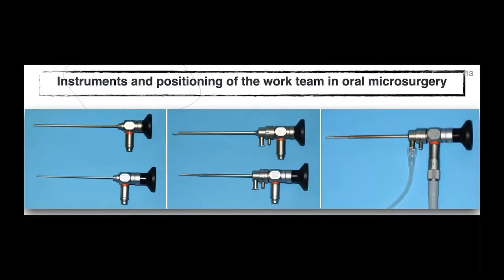This is the arsenal of different endoscopic rigid optics that can be used in the clinical routine. On the left side, there are the 2.7 millimeter and 1.9 millimeter optics without support. In the center, there are the same optics coupled with support. On the right side, there is the super endoscopy system for a 1.9 millimeter with an integrated irrigation system.